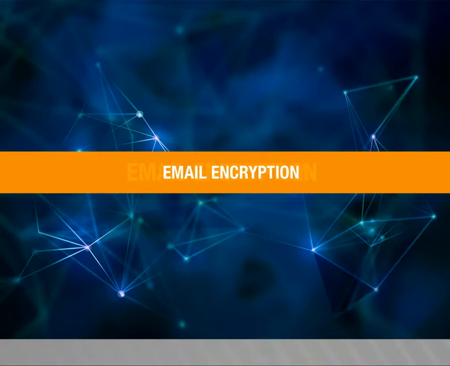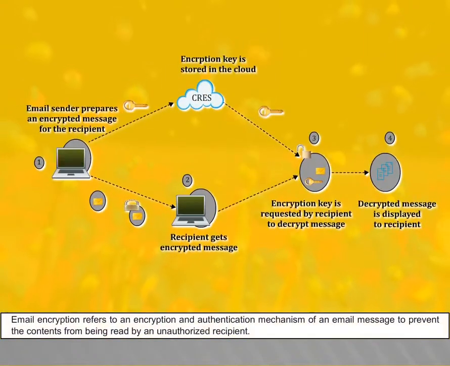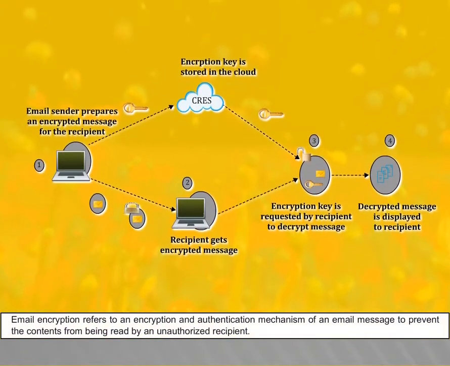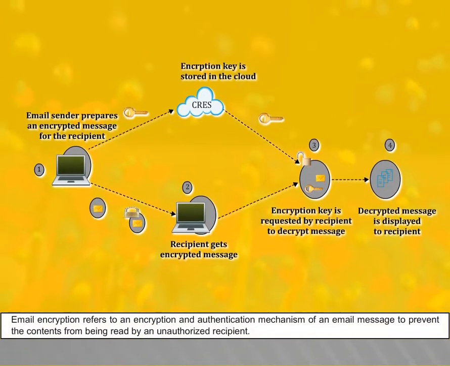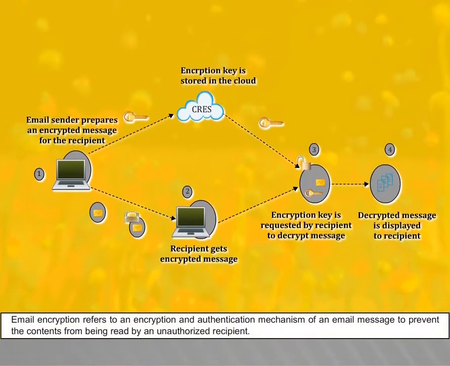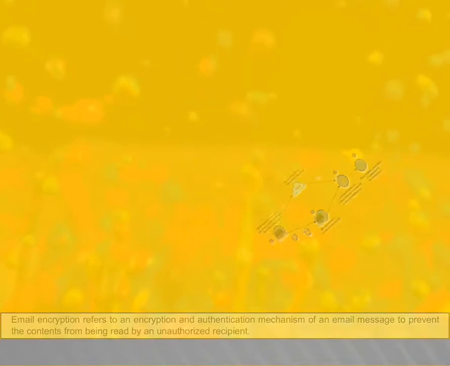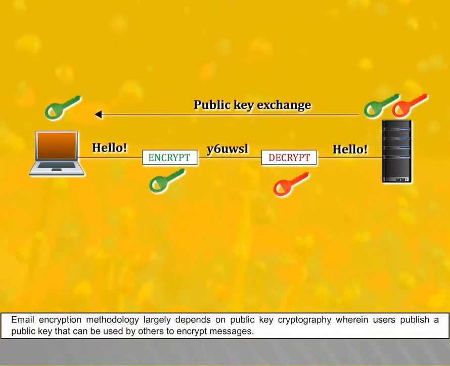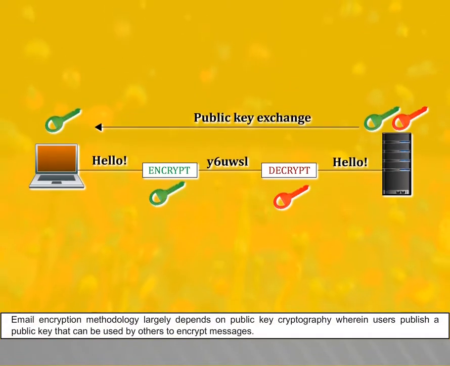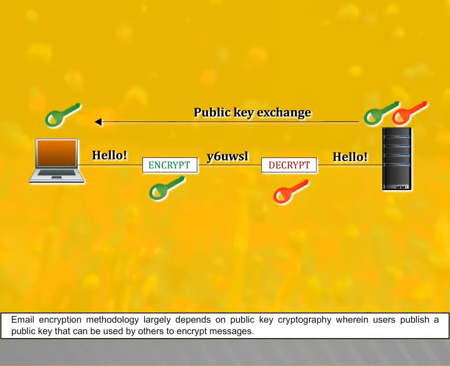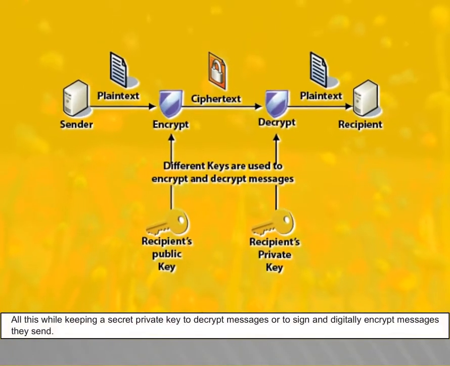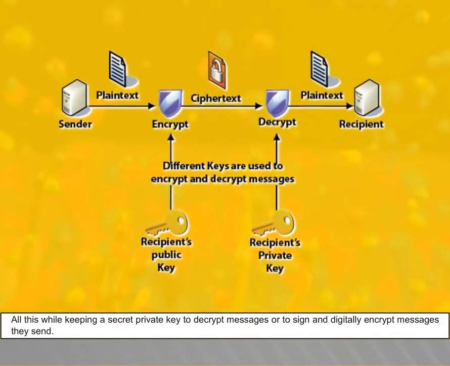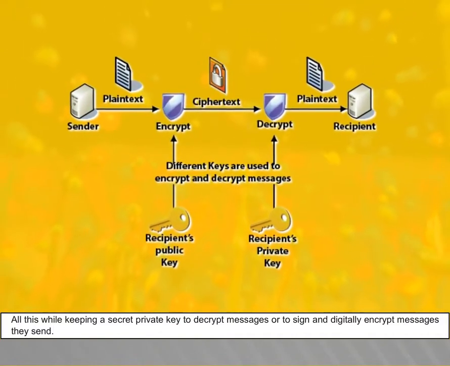Email encryption. Now we are going to see about email encryption. Email encryption refers to an encryption and authentication mechanism of an email message to prevent the contents from being read by an unauthorized recipient. Email encryption methodology largely depends on public key cryptography, wherein users publish a public key that can be used by others to encrypt messages, all this while keeping a secret private key to decrypt messages or to sign and digitally encrypt messages they send.